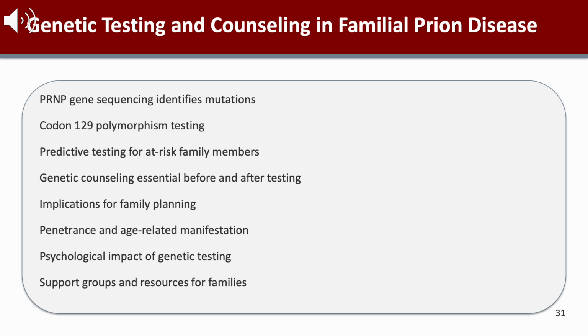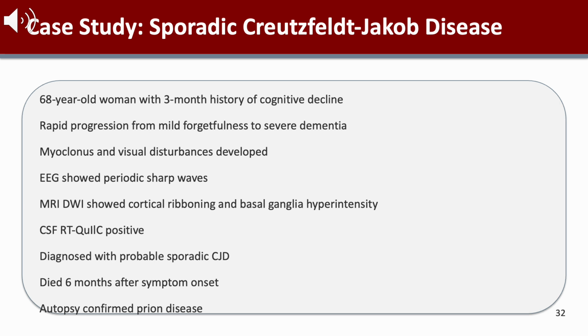The implications for family planning should be discussed, including the 50% risk of passing the mutation to offspring. It is important to understand that penetrance may be incomplete and that age of onset can vary, even among family members carrying the same mutation. The psychological impact of genetic testing can be significant, and support groups and other resources are available to help families cope with the diagnosis. This case illustrates the typical presentation of sporadic Creutzfeldt-Jakob disease.